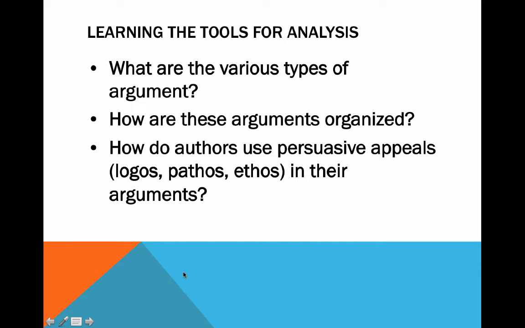We're also going to be learning the tools for analysis. What are the various types of argument? That's what Chapter 6 in the Wayne Writer is going to help you with. How are these arguments organized? Again, in the Wayne Writer, there are suggested outlines for each of the types of arguments, and so you can figure out, using those and starting to look at example texts, how authors piece together their ideas.